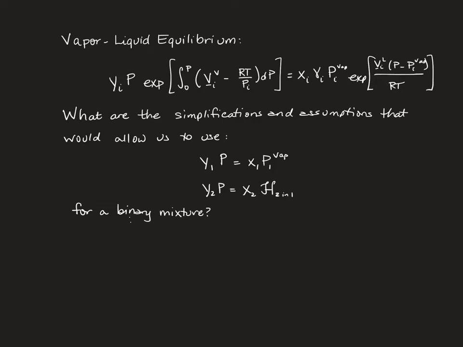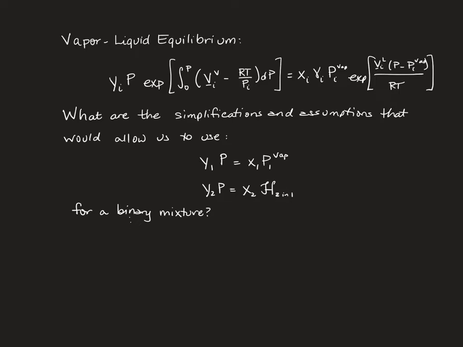In question 1 on the exam, we were given the starting point of the formal fugacity relationship for vapor-liquid equilibrium. And what we wanted to do was explain the simplifications and assumptions that would be needed to get us to the point where we could use the simplified Raoult's law and Henry's law to describe a binary mixture. And so really the key here is what are the explanations, looking at each item in the full fugacity relationship item by item to see what has to happen.